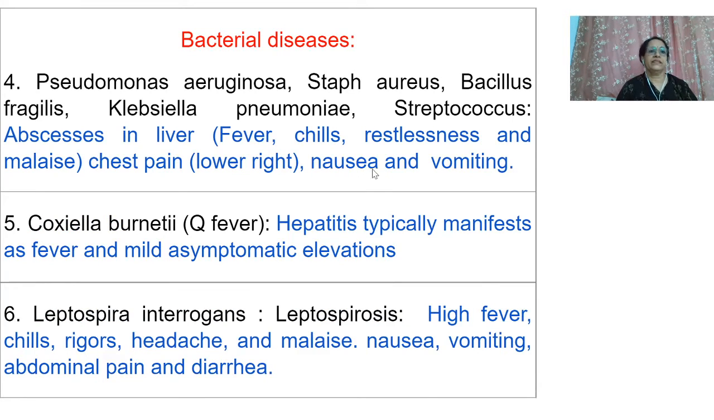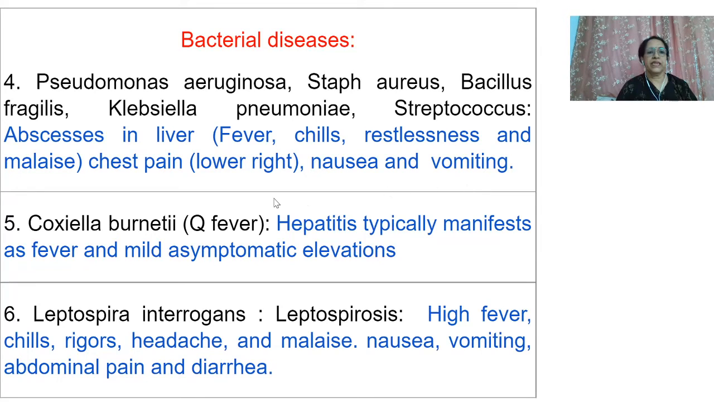The next bacterial disease is by Pseudomonas aeruginosa, Staphylococcus aureus, Bacteroides fragilis, Klebsiella pneumoniae, as well as Streptococcus. All these microorganisms cause diseases of the liver, where abscesses are formed in the liver, because of which there is fever, chills, restlessness, and malaise with chest pain, nausea and vomiting, which are the common symptoms during involvement of any type of liver disease, observed here also.